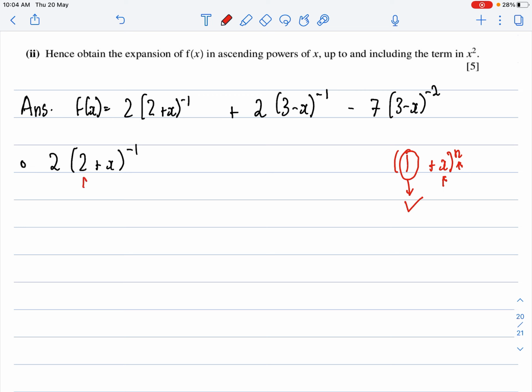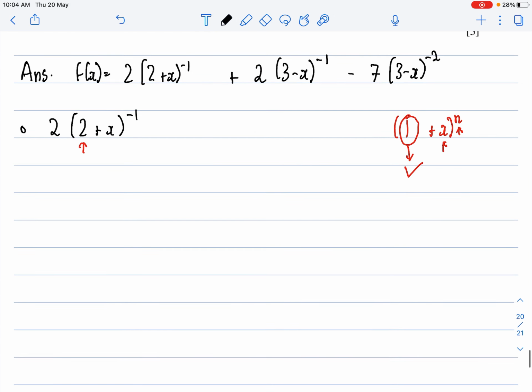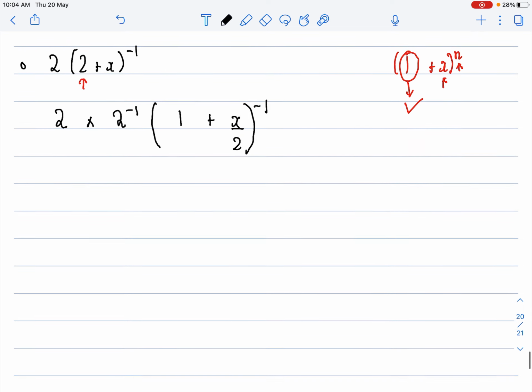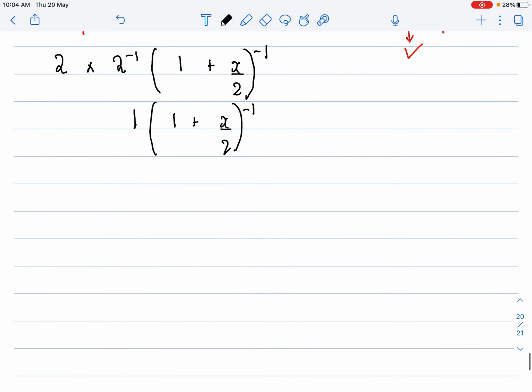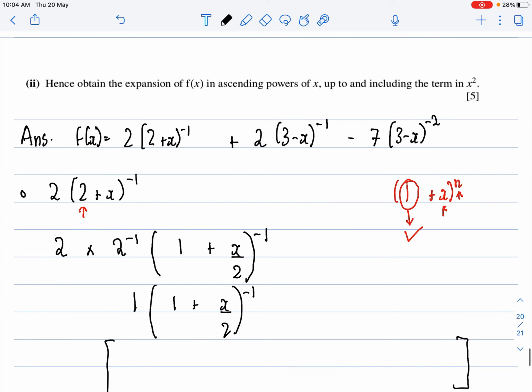But now if you see, I have a 2 here. So what I need to do is I need to convert this into the proper form. For that, I write this as 2 into, I take 2 raised to minus 1 outside and write this as 1 plus x over 2 raised to minus 1. So 2 into 2 raised to minus 1 is simply 1 into 1 plus x over 2 raised to minus 1. So now I know my binomial formula is simply, I know I need it till x square.